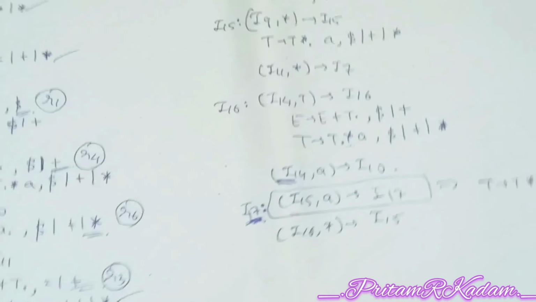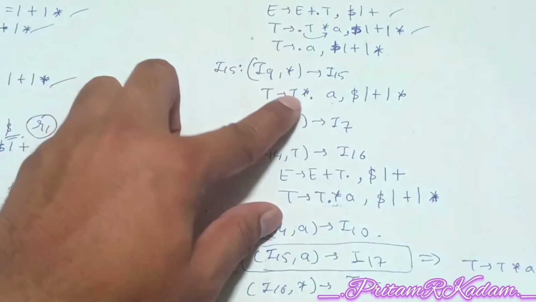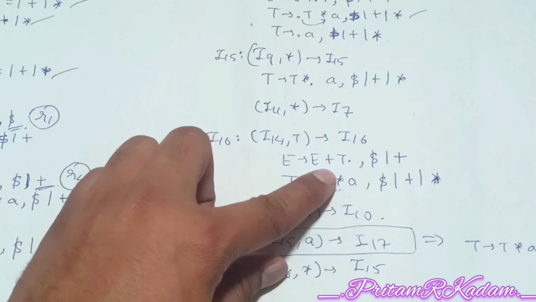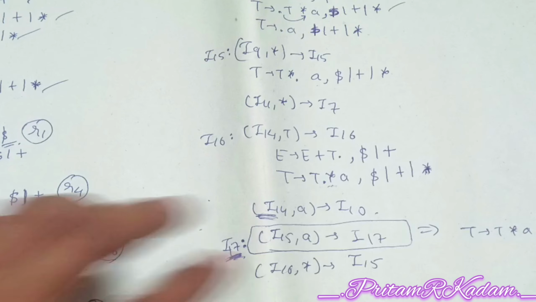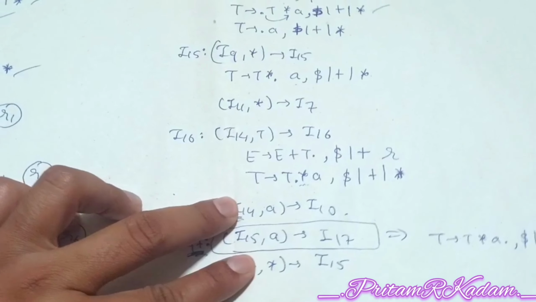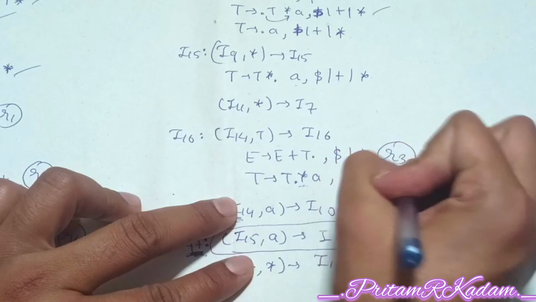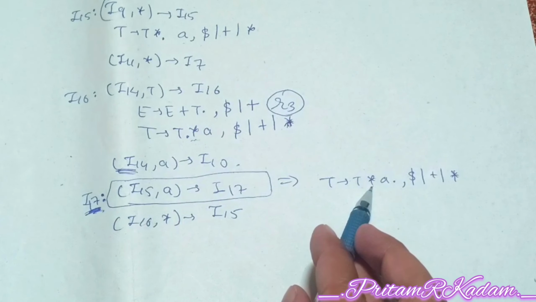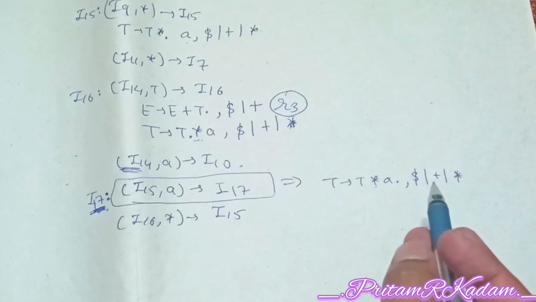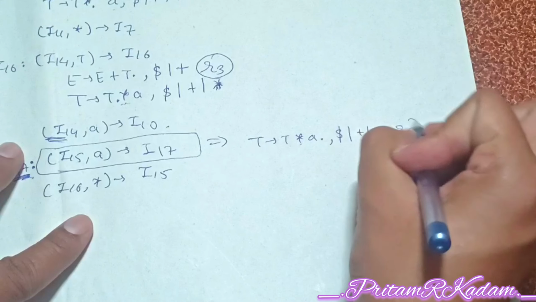Okay. So now for the next part, we have complete state over here. E gives E plus T dot in the I16. And this is R3. Okay. So R3. Now we have complete state over here. So T gives T star A dot, which is R5. So I'll write R5 over here.